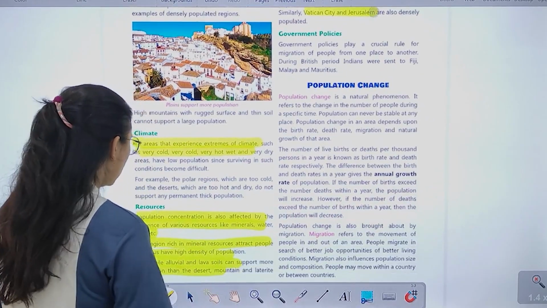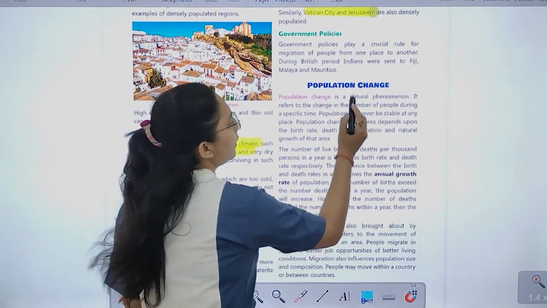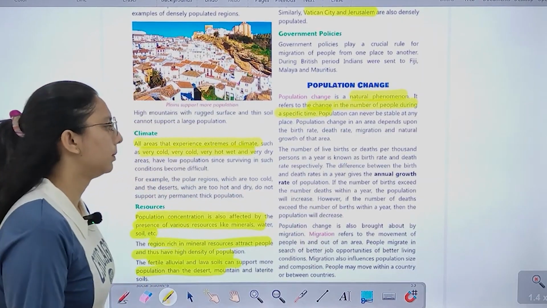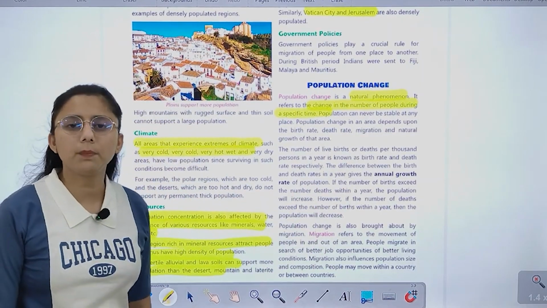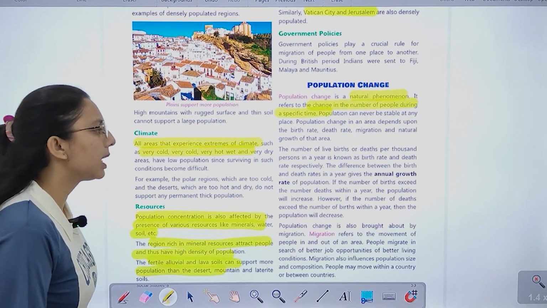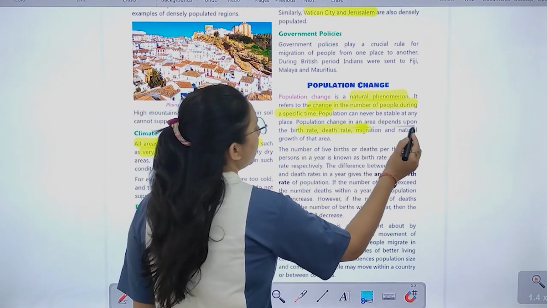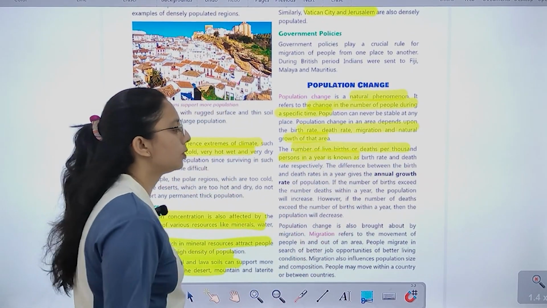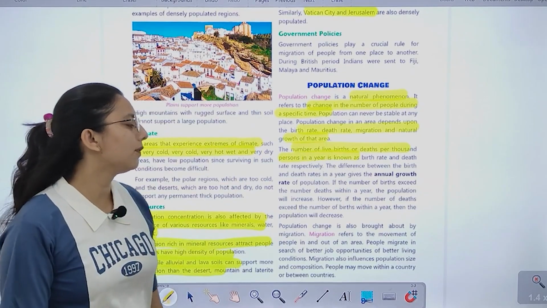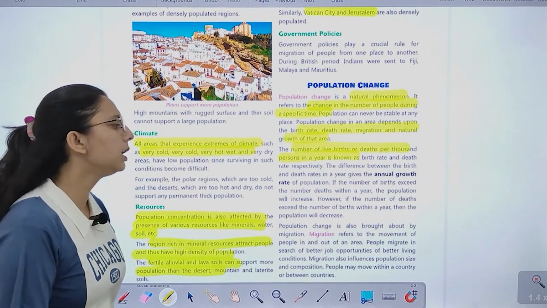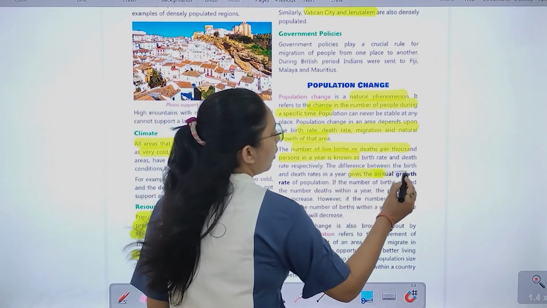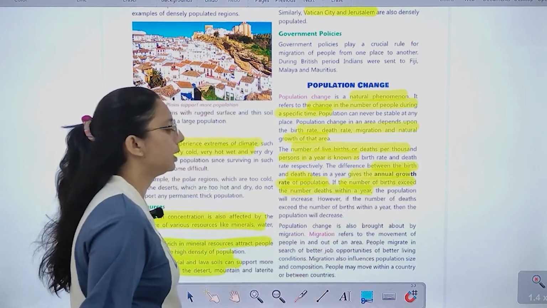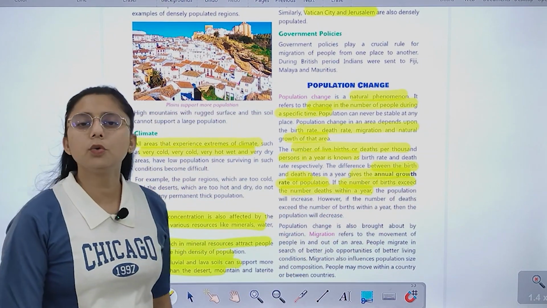If we talk about population change, it is a natural phenomenon which refers to change in the number of people during a specific time. What does it depend on? Birth rate, death rate, migration and natural growth of an area. The number of live births or deaths per thousand in a year is known as birth rate and death rate. The difference between birth and death rate is what? Annual growth rate. If the number of births exceeds the number of deaths within a year, what will the population be?